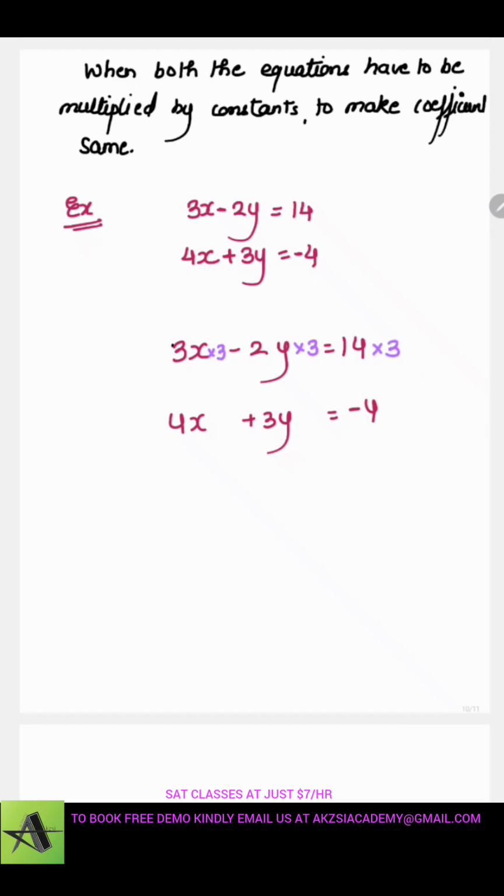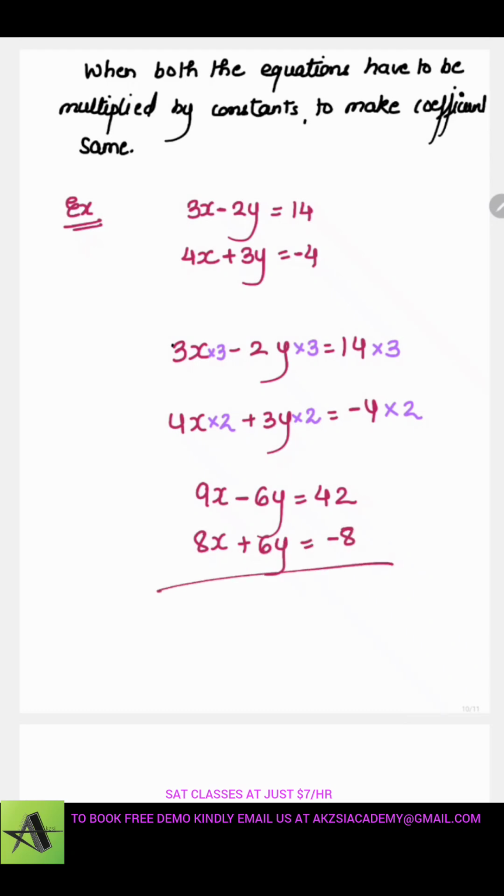For the bottom one, we have 3y, and in order to make it 6, I need to multiply it with 2. So I'm multiplying it with 2, and we have to do with every term of this equation. That means multiplying this with 2 and multiplying this with 2 as well. And now we have new transformed equations. This is 9x minus 6y equals 42. This is 8x plus 6y equals -8.